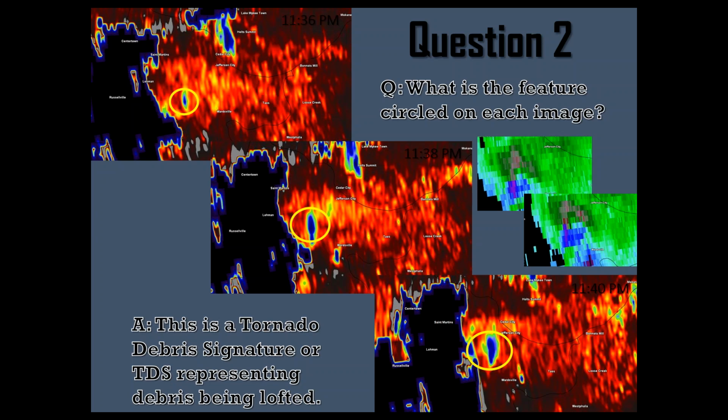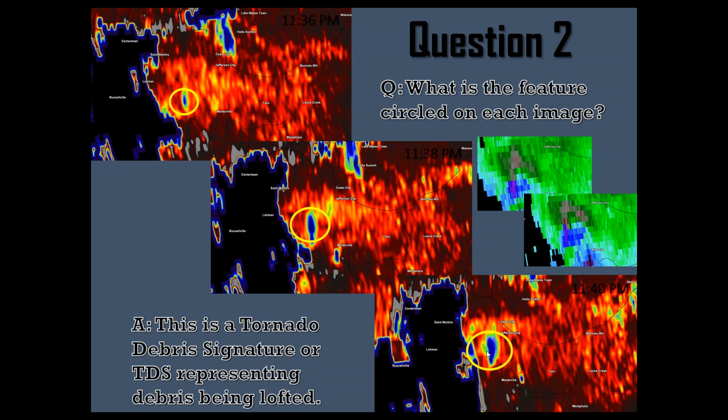Something I'll bring up too, when we're looking at CC or correlation coefficient, sometimes, let's say in this one on the bottom right, eventually you'll still see the debris lofted, but the velocity signal's gone. What that means is that the tornado's done, but you're still seeing the debris that's still 15, 20,000 feet in the air. So this was actually the Jefferson City tornado. You could see this storm was moving east-northeast.